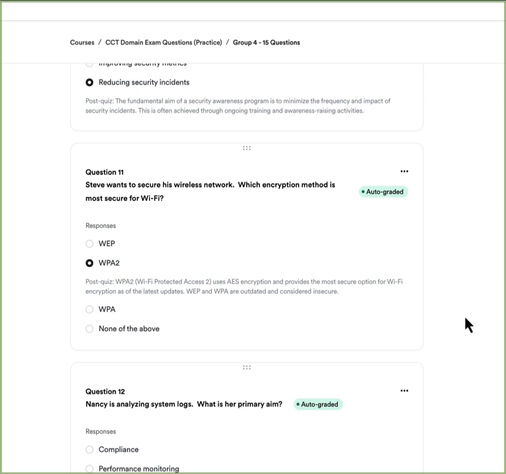Okay, so if you're dealing with Wi-Fi, the best encryption is Apple's. No, the best encryption for Wi-Fi is WPA2, which is answer B. WPA2 is Wi-Fi Protected Access 2, and it uses AES encryption and provides the most secure option of this list for Wi-Fi encryption up to the latest updates.